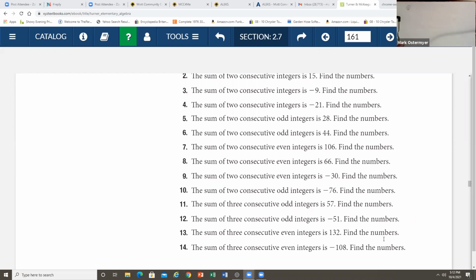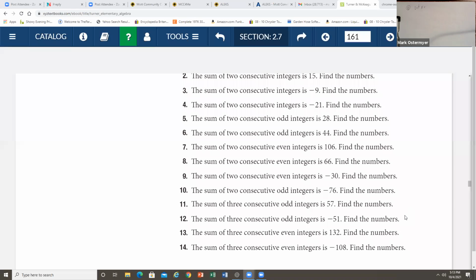What's the most important first step? We're going to let x be equal to what kind of a number? Number 10, the sum of two consecutive odd integers is negative 76. Find the two odd integers. We don't know what they are, so we might want to let x be equal to what kind of a number? What do you think?